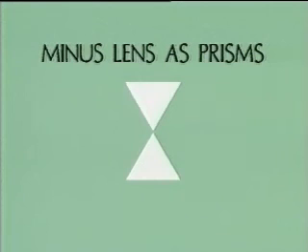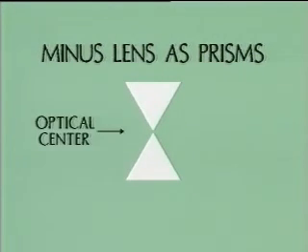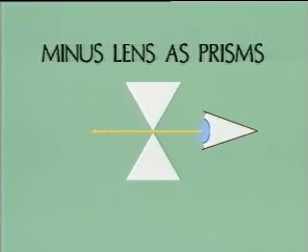A minus lens is thin at the center and thick at the edges. It may be considered a collection of prisms apex to apex. The point at which the apices meet is the optical center. Again, as soon as the wearer looks off-center, some prism is induced.